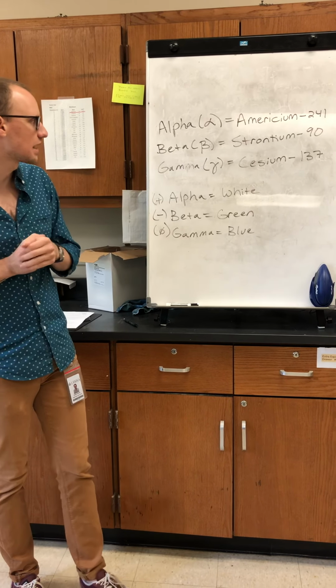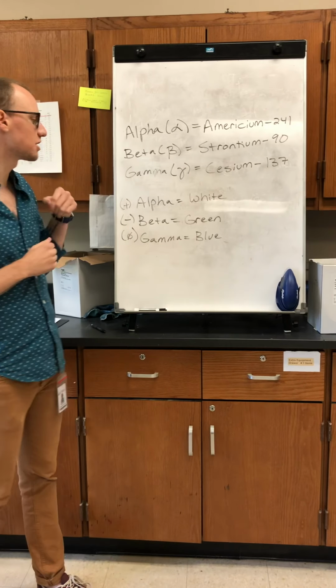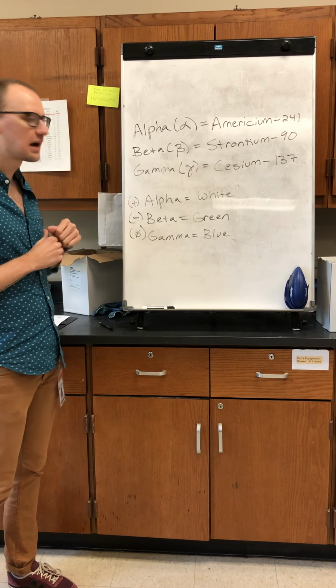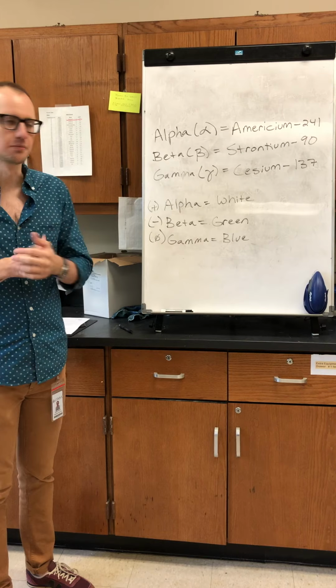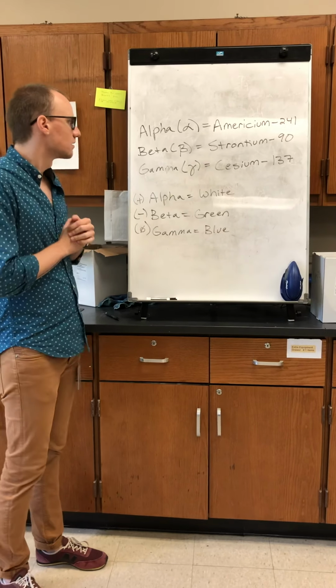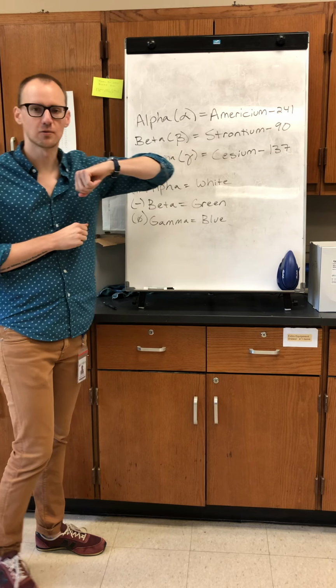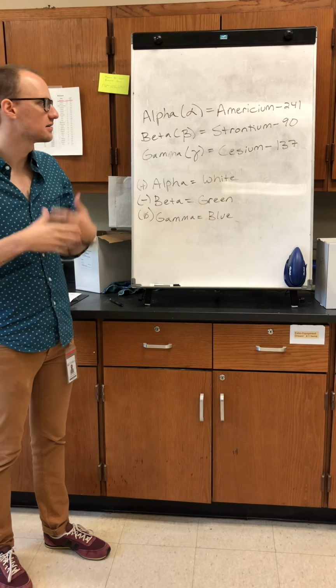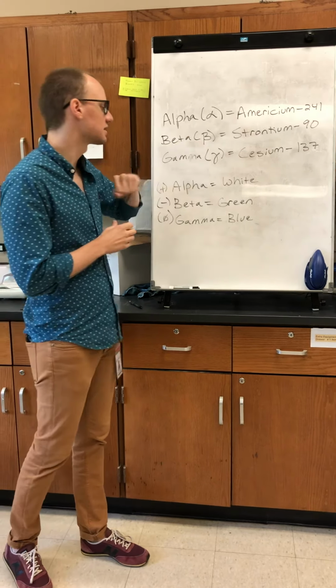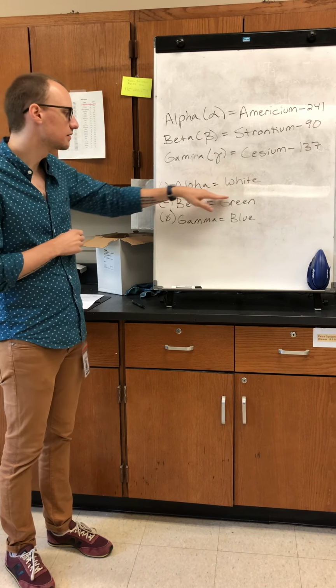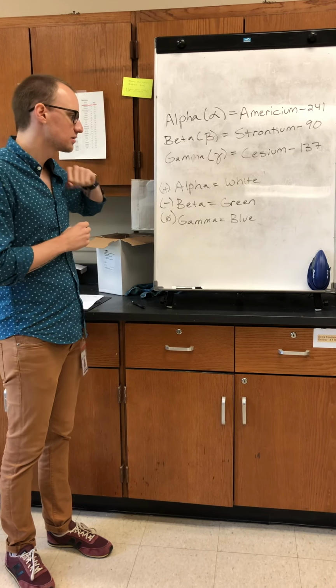these three types. So alpha radiation is a positive particle that's emitted from an atom. The source we're going to be using in this experiment is americium-241. It's a radioactive isotope of americium. It is the white source that you'll see.